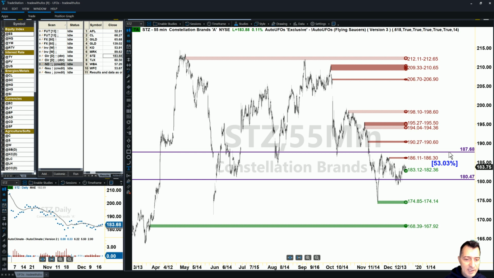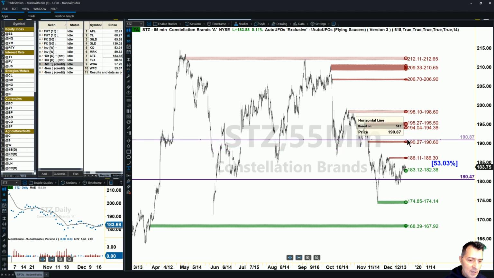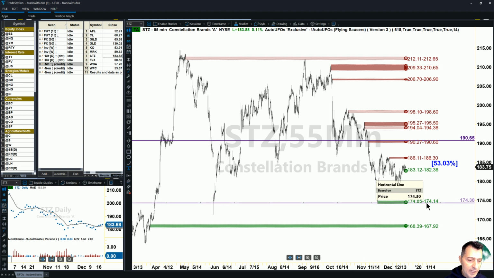So we got 187 point something. That's where statistics suggest the price would go. We need to have at least two UFOs helping us to protect ourselves. So that means that the upper part of the range would be located around 190 point something. And on the bottom part, we need two UFOs below. This is one, and that would be two. Therefore, the bottom part of the range would be located around this price, which is 174.17. So that would be the range.